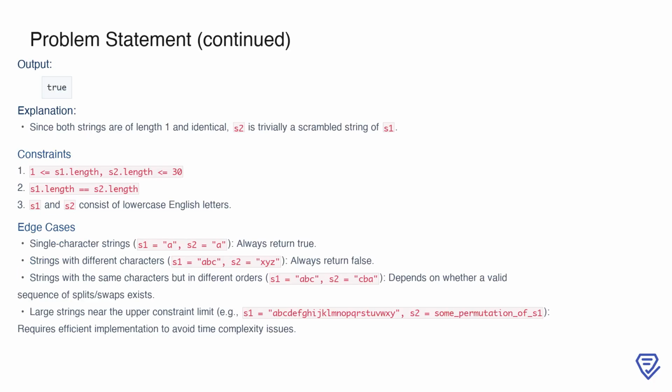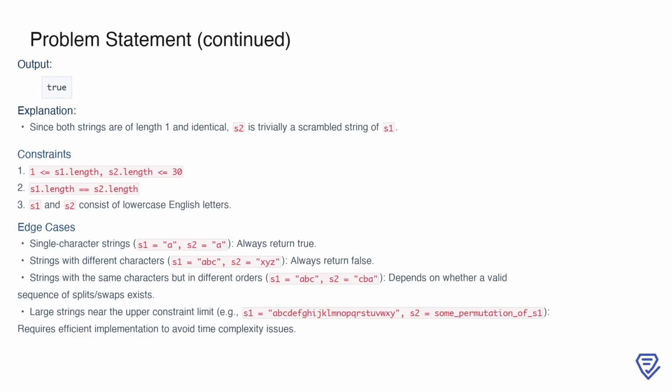The problem also comes with constraints and edge cases. The length of both strings ranges from 1 to 30, and they are always of equal length, consisting only of lowercase English letters. Some edge cases to consider include single character strings like s1 equals a and s2 equals a, which will always return true since they are identical. Strings with completely different characters, such as s1 equals abc and s2 equals xyz, will always return false because no rearrangement can make them match.